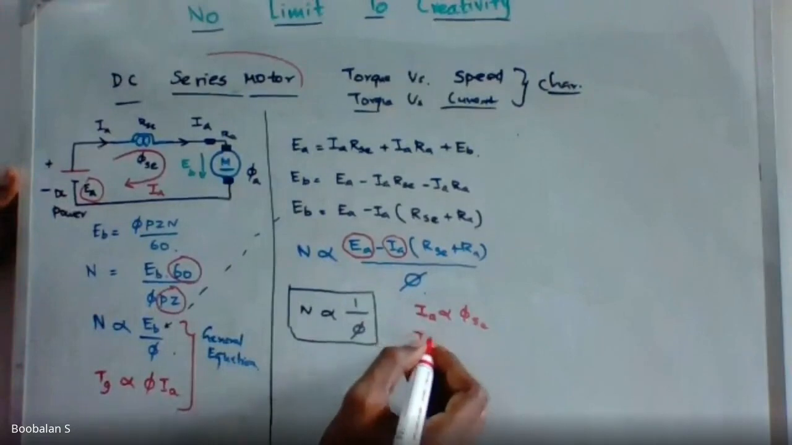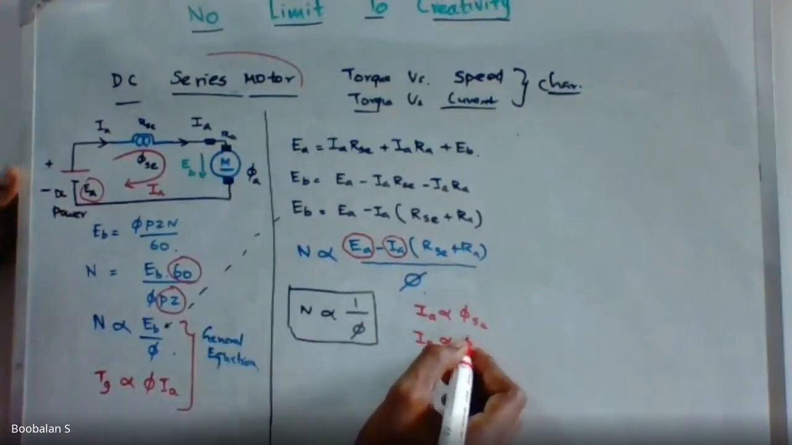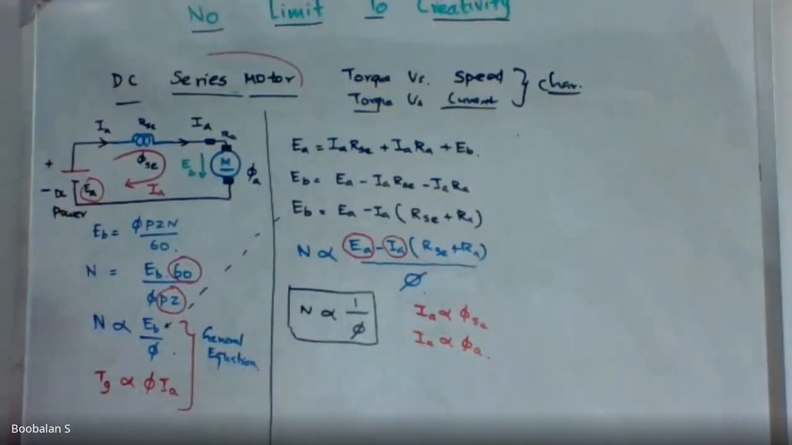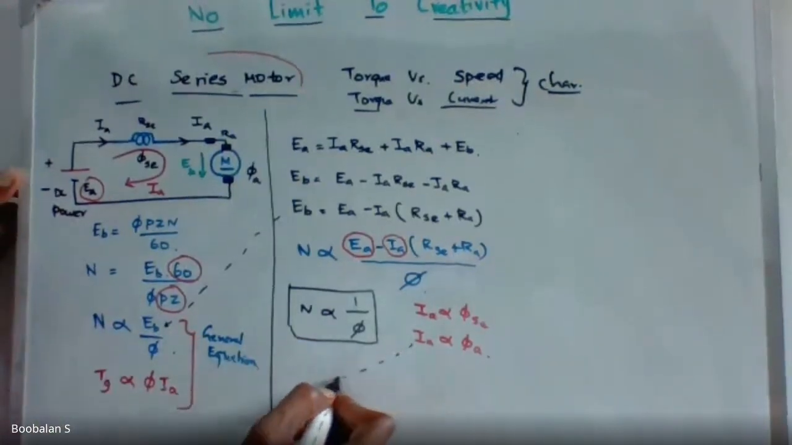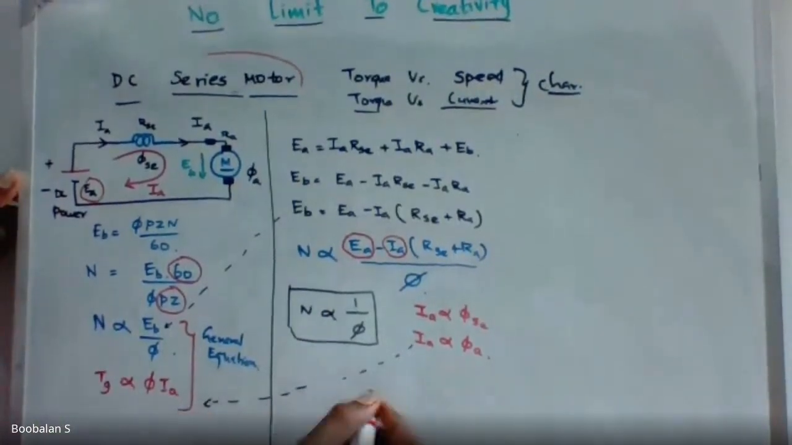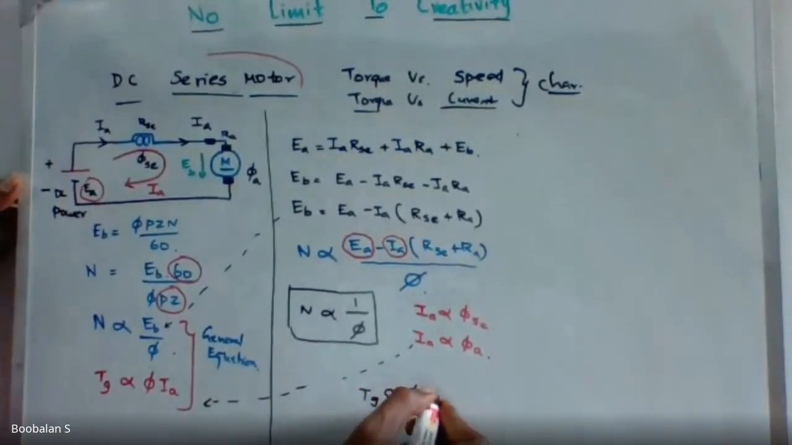So IA current is also introducing phi suffix A, right? With this, I'm just going to replace phi_s equal to phi. I'm just going to compare with my Stark equation. So TG, the general equation TG, so phi IA.